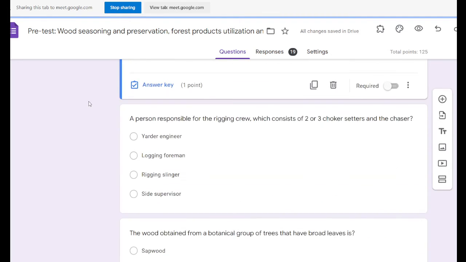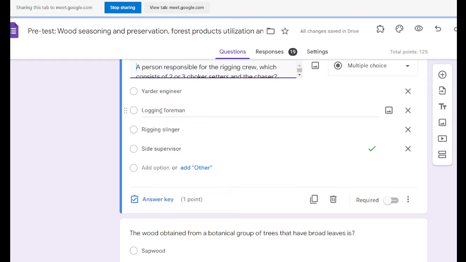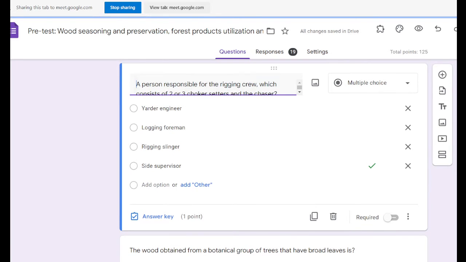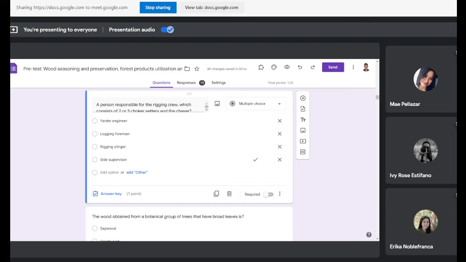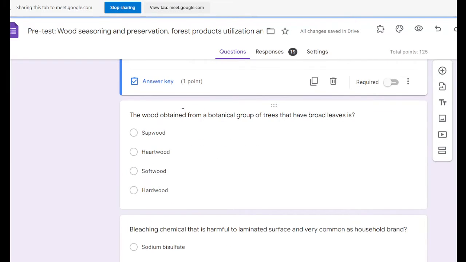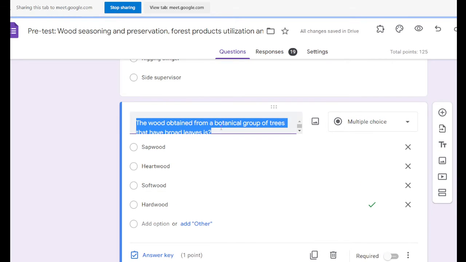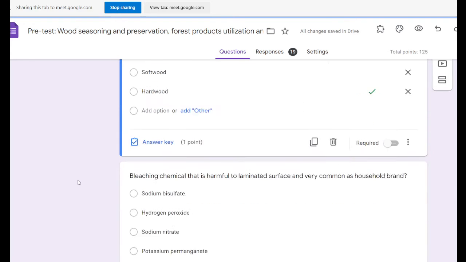Next, a person responsible for the rigging crew, which consists of two or three choker setters and the chasers. So call that one a side supervisor. So next, a wood obtained from the botanical group of trees that have broad leaves is, of course, hardwood. Referring to hardwood species, angiosperms, the broadleaf.